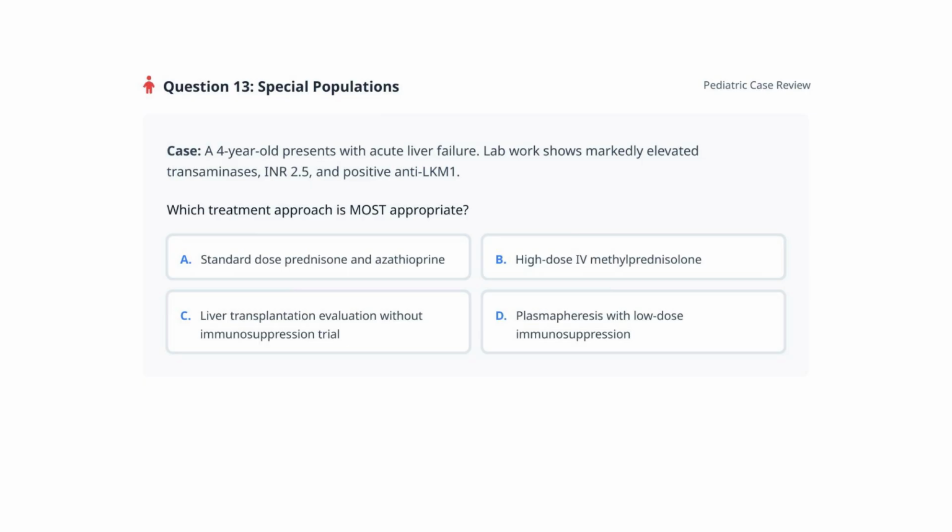A 4-year-old presents with acute liver failure. Lab work shows markedly elevated transaminases, INR 2.5, and positive anti-LKM1. Which treatment approach is most appropriate? A. Standard dose prednisone and azathioprine. B. High dose intravenous methylprednisolone. C. Liver transplantation evaluation without immunosuppression trial. D. Plasmapheresis with low dose immunosuppression.